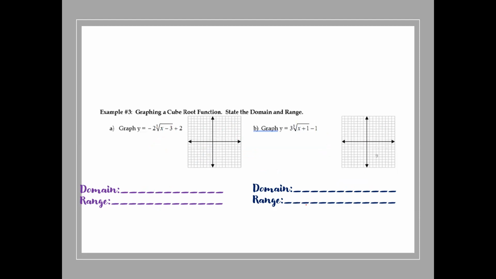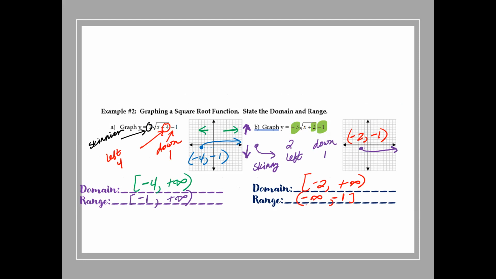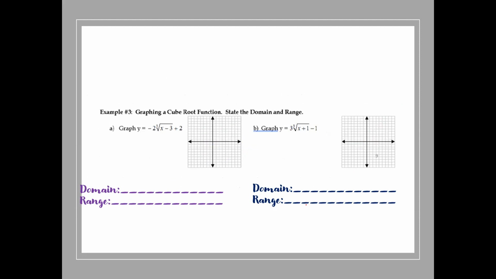All right, you guys, let's go on to example 3. For example 3, notice that you're no longer talking about square root, you have cube root. So for cube root, remember your graph looks like this. It's like a squiggly S symbol.